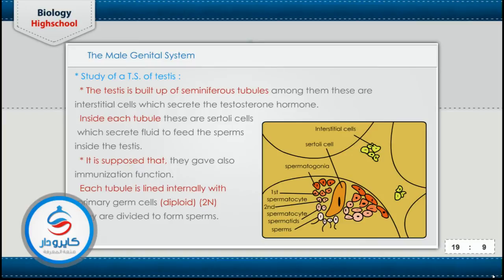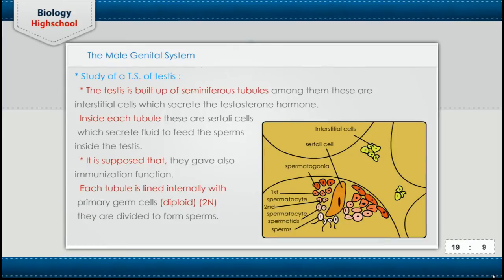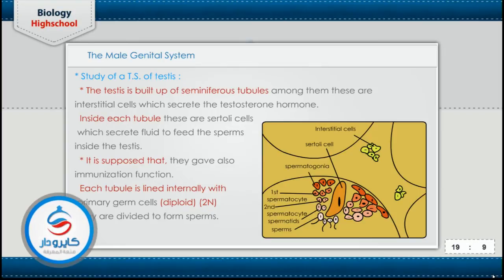But what about studying the transverse section in the human testis? The testis is built of seminiferous tubules, a great number of tubules inside the testis, each called a seminiferous tubule. Between the seminiferous tubules there is a great number of interstitial cells. The interstitial cells are responsible for the formation of the male hormones, such as testosterone and androsterone, or the androgens, that are responsible for the appearance of the male secondary sexual characters.